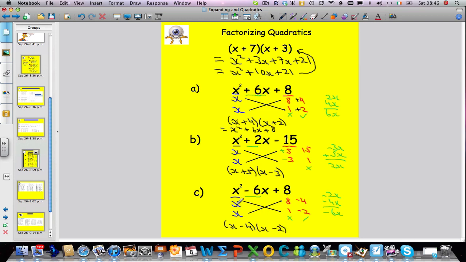Now again, you might be wondering, well, why have you got the arrows in and then you're reading it off horizontally? That becomes clearer in the next video. If you want to check, again, just expand this out and we will end up with what we started with here.